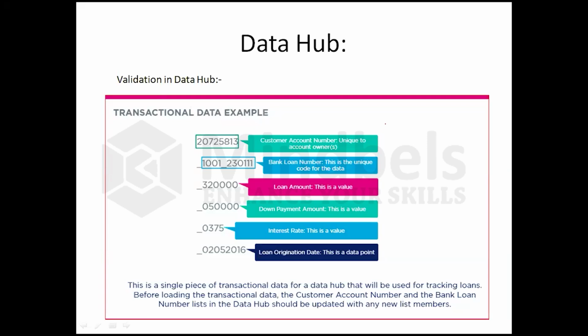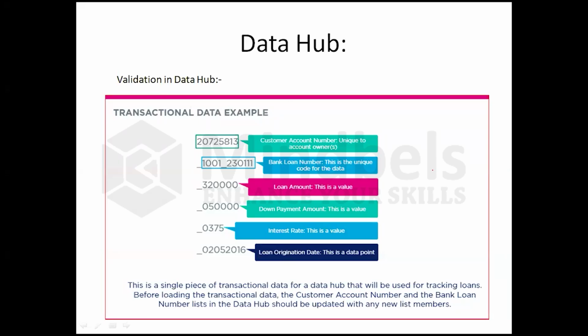Now the transactional data. If you see, same thing, we were seeing their bank account number, bank loan number, down payment, interest rate, and origination date. So this is a single piece of transactional data for a data hub that will be used for tracking loans. Before loading the transactional data, the customer account number and the bank number lists should be updated with any new member. Suppose any new data will come for some other new customer and their loan account, right?